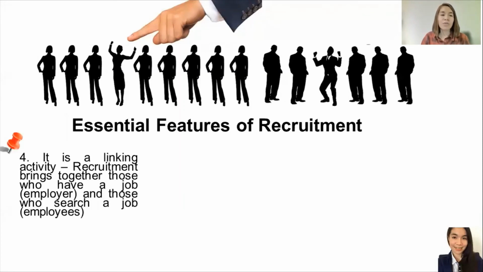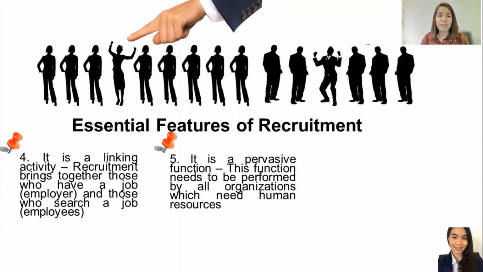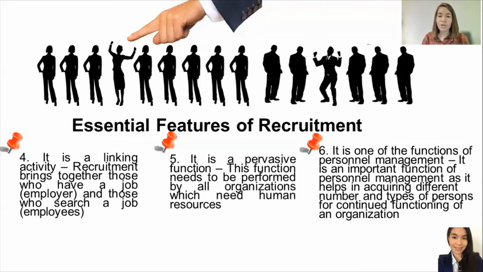Essential features of recruitment. Fourth, it is a linking activity. Recruitment brings together those who have a job, which is the employer, and those who are searching for a job, which is the employees. Fifth, it is a pervasive function. This function needs to be performed by all organizations which need human resources. It is one of the functions of personnel management. It is an important function of personnel management as it helps in acquiring different numbers and types of persons for the continued function of the organization.